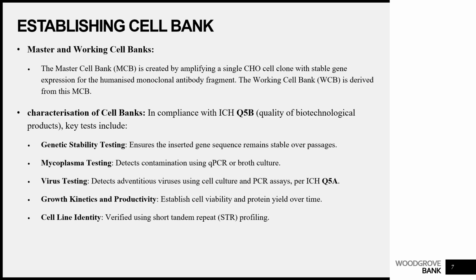ICH Q5B talks about the quality of biotechnological products, and these are the key tests that it talks about. So this is the genetic stability testing. This is one of them, where we show that our production process, where we have done multiple passages, doesn't impact your genetic sequence of interest, the transgene. You don't get mutations or changes; it remains stable.